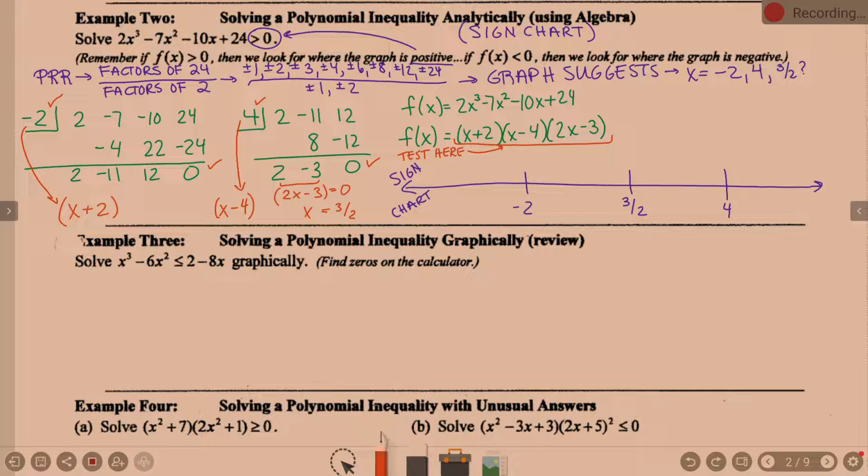Do I need to write that down? You do not have to write the number that you're testing with down, but I'm just for the minute. So if I put -3 in, what do we know about -3 plus 2? -3 plus 2 is going to be a negative. What about -3 minus 4? -3 minus 4 is going to be a negative. What about 2 times -3 minus 3? That's a negative. What's a negative times a negative times a negative?